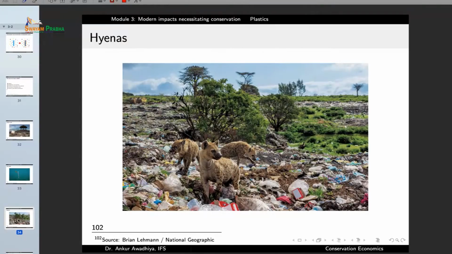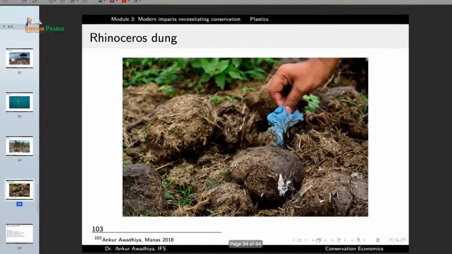But now it has been so much accustomed to these plastics that it might even try to eat up a piece of plastic. So, plastics have the ability to alter the habitats and behaviors.